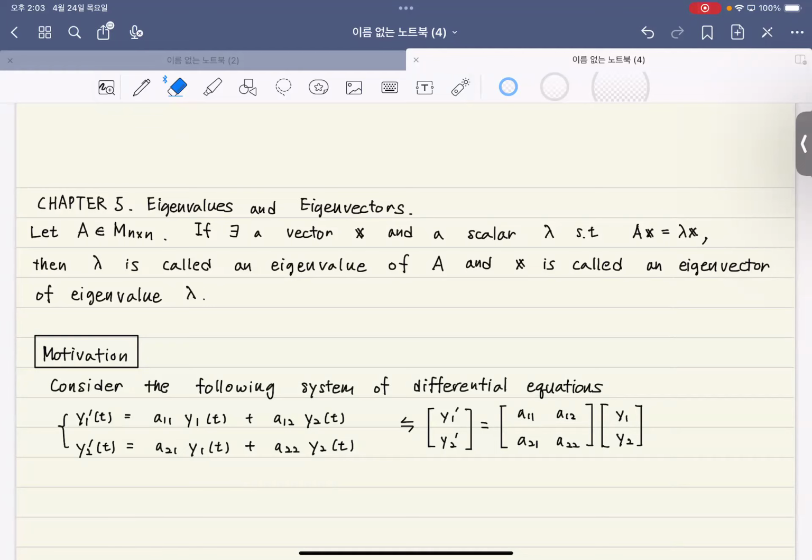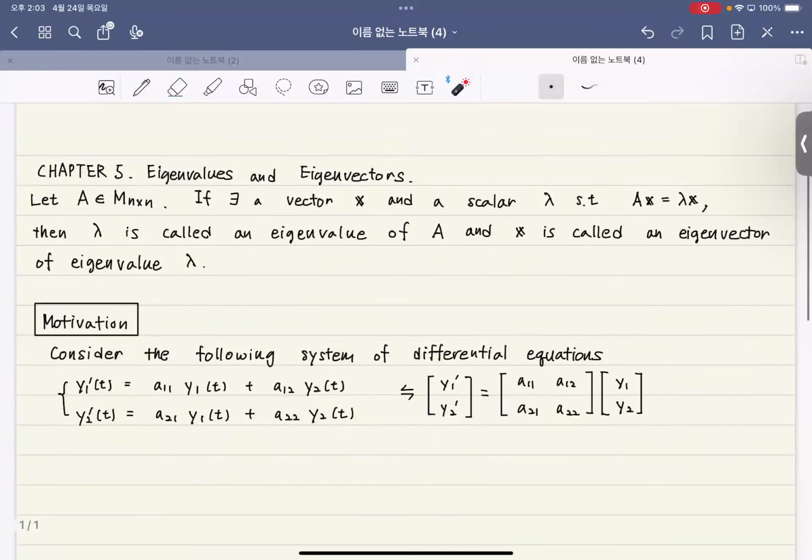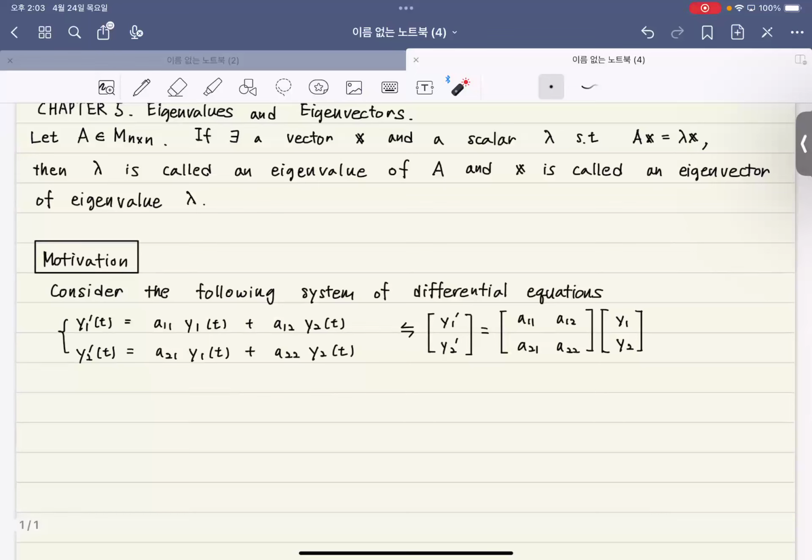And here we are interested not in a single differential equation, but in a system of differential equations. So let us consider this differential equation. We are interested in finding the solution functions y1 and y2 satisfying this relation. So y1 derivative is some constant times y1 plus another constant times y2, and y2 derivative is the same: a constant times y1 plus another constant times y2.